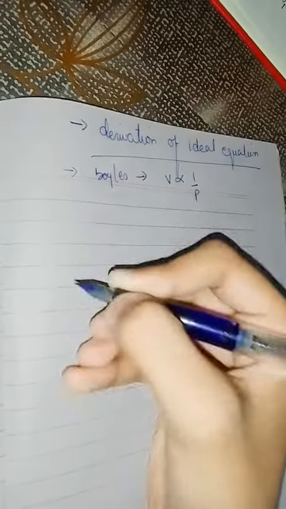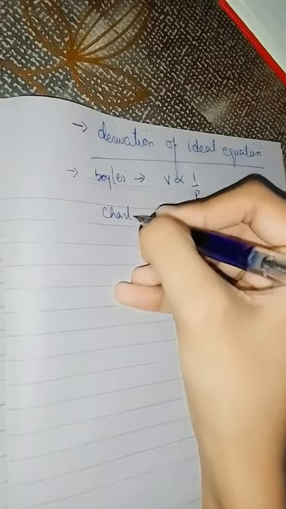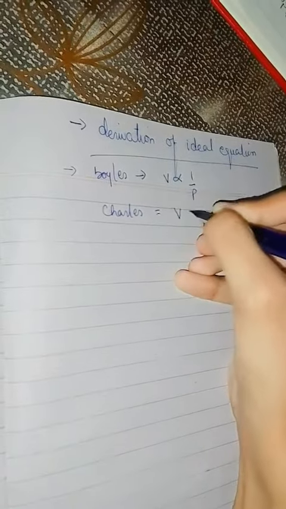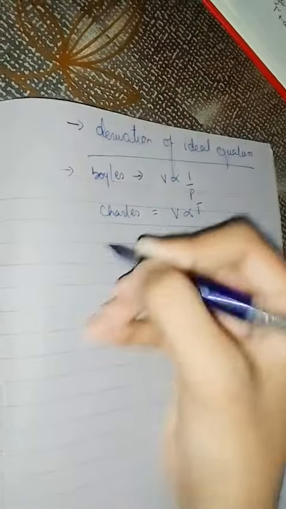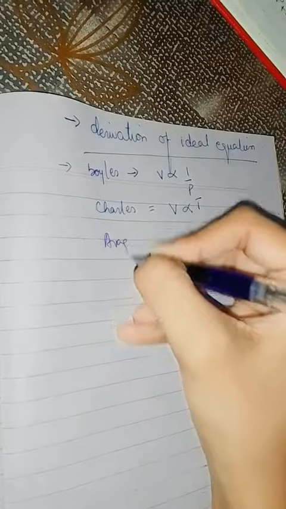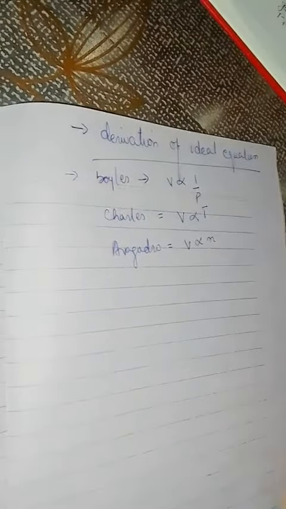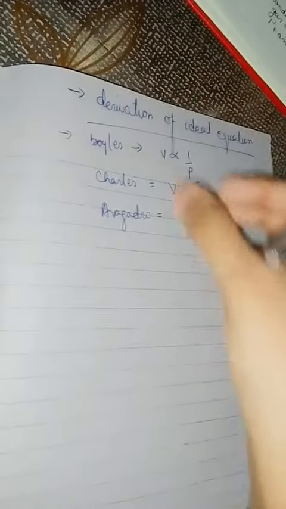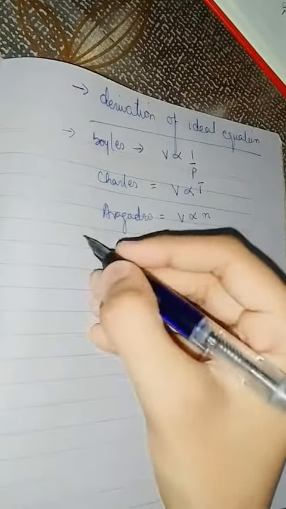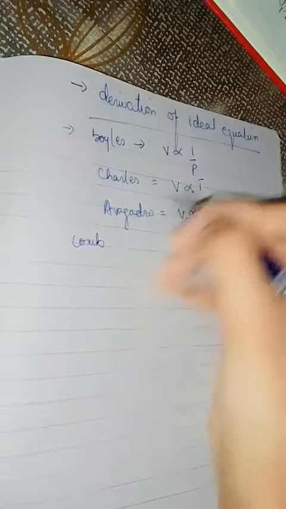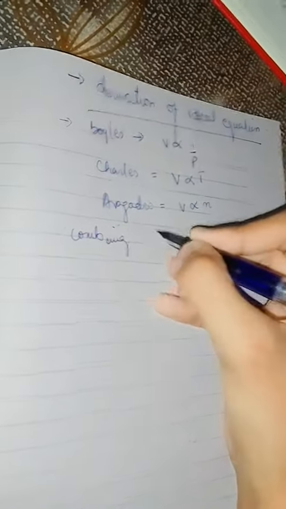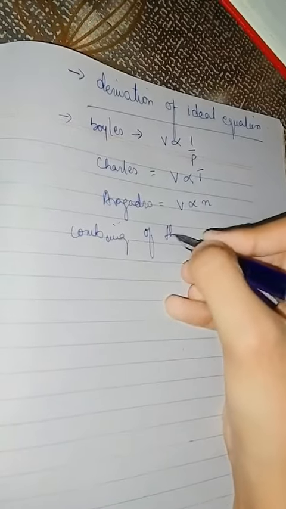the volume is inversely proportional to the pressure, and according to Charles' law, the volume is directly proportional to the temperature. And according to Avogadro's law, the volume is directly proportional to the number of moles. Now these are the three laws. Now, for making the ideal gas equation, we'll be combining these three laws.